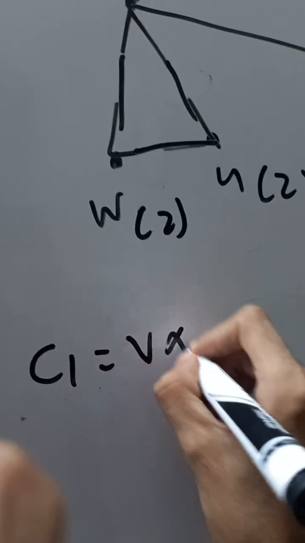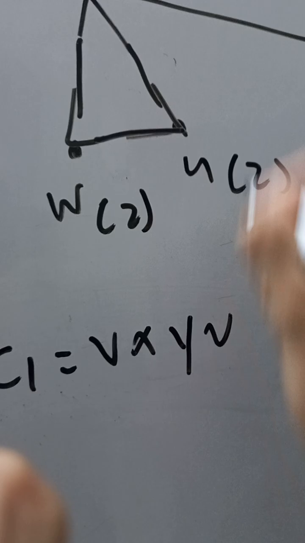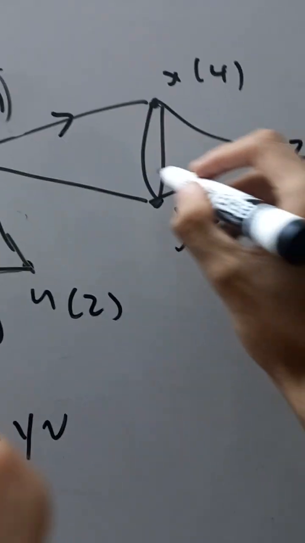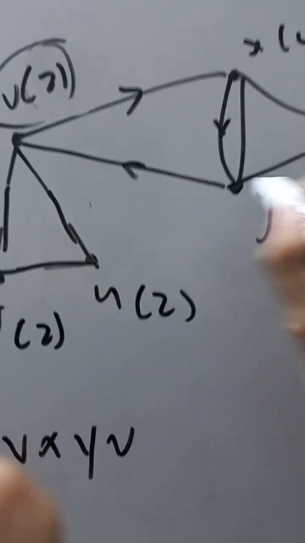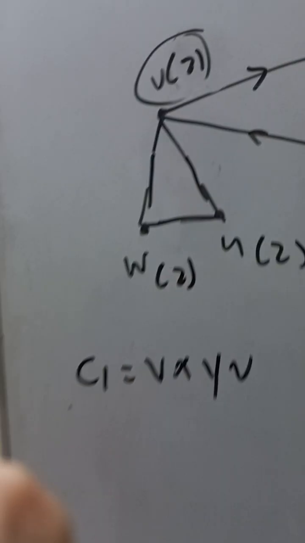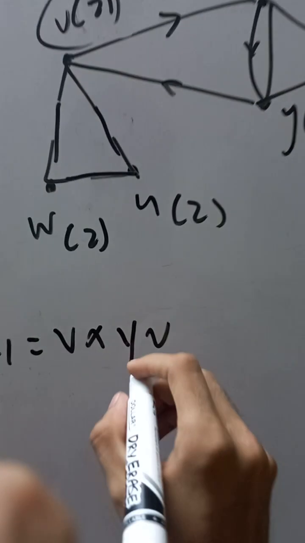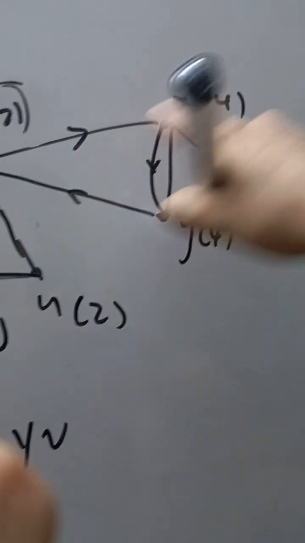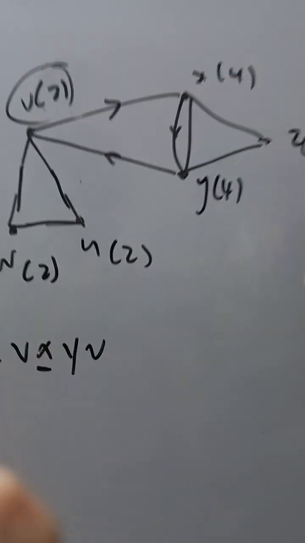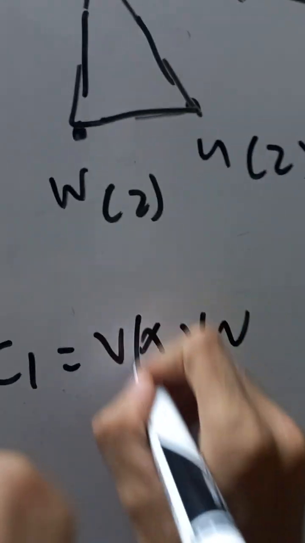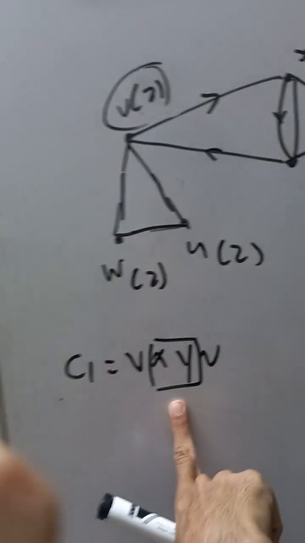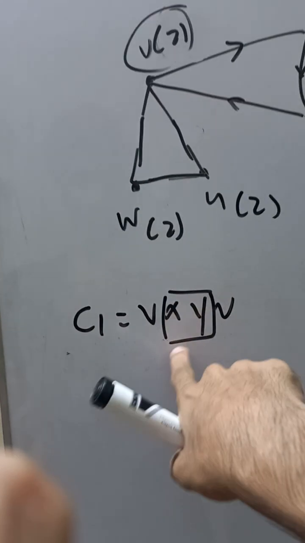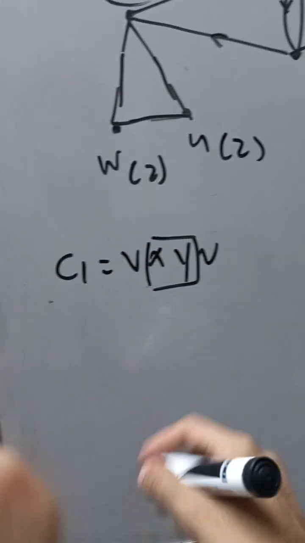So let's take V, X, Y, and Z. So C1 is V, X, Y, and back to V. This is a good guess because you can see that X is now connected to Z and Y is also connected to Z, and we can traverse the other edges as well, because we need to make sure that if there are any vertices, we can see other paths over here.